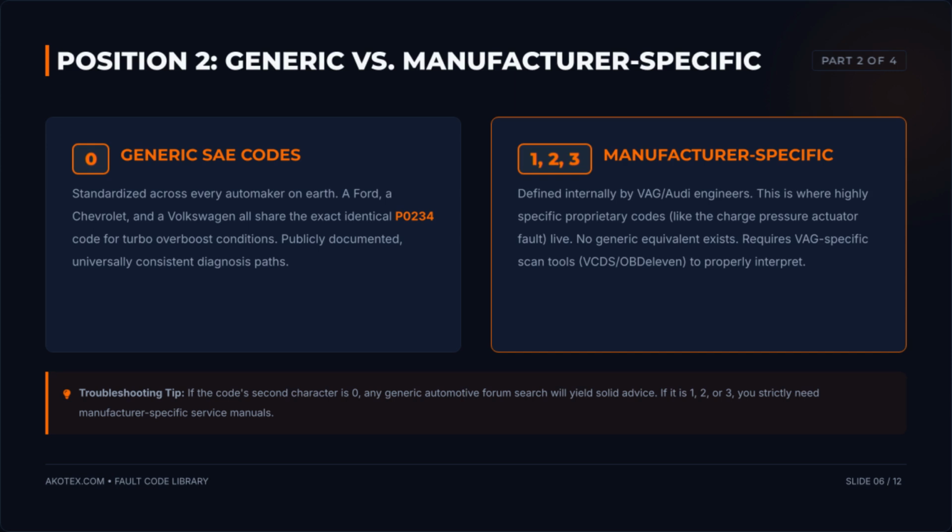2 and 3 are also manufacturer-specific, used less often. 4 through 9 are additional generic and manufacturer splits, mostly for emissions and hybrid or EV systems. This single digit tells you where to even start looking for help. 0: generic OBD-II forums and cross-brand resources will have good information. 1, 2, or 3: you need VAG-specific sources. General automotive forums often won't have anyone who's ever seen your code before.